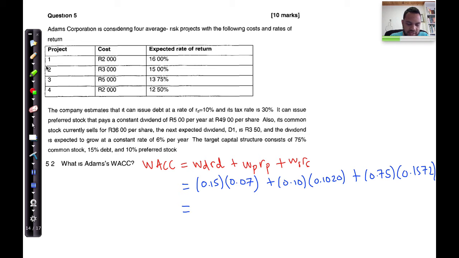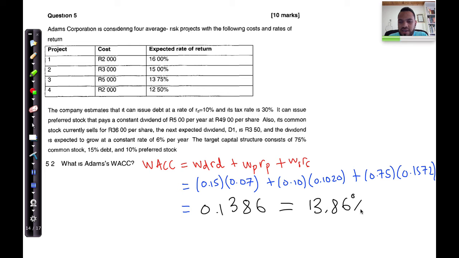Let's multiply that by 0.75, and then let's add these values: 0.10 times 0.1020, plus 0.15 times 0.07, and that should give us 13.1386, and that's equivalent to 13.86%.